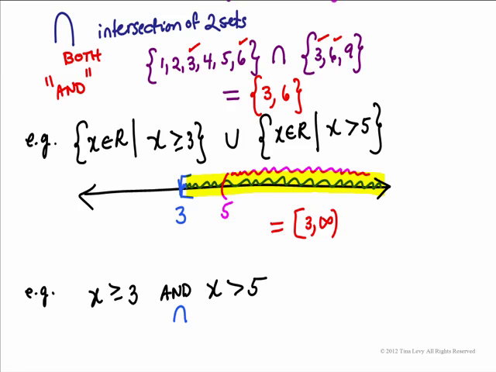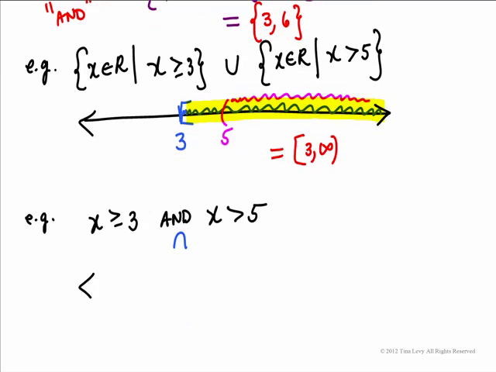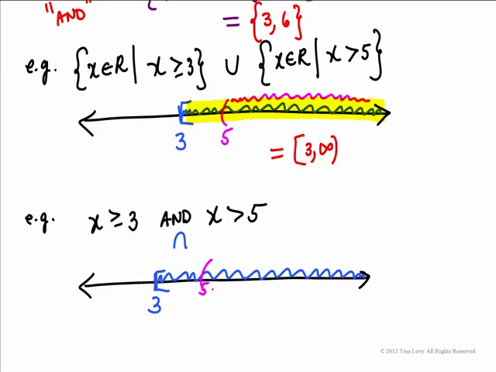To do this, I'm going to put in the number line, and I'm going to work each part. I have x greater than or equal to 3. We had already done this. If this was 3, it was including the 3, everything to the right. Now I have x greater than 5. Here's 5, so I don't include it.